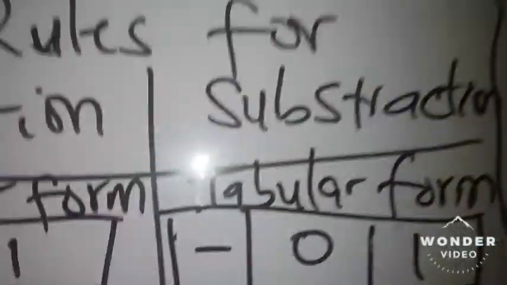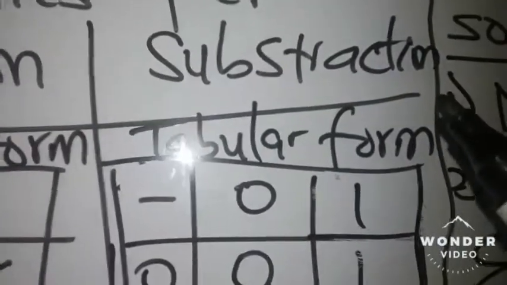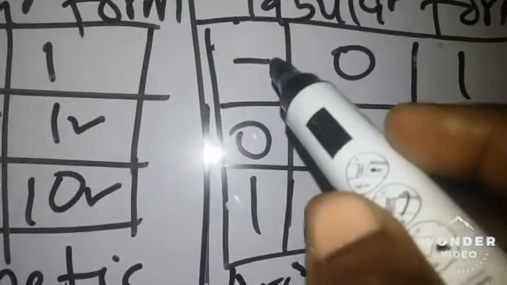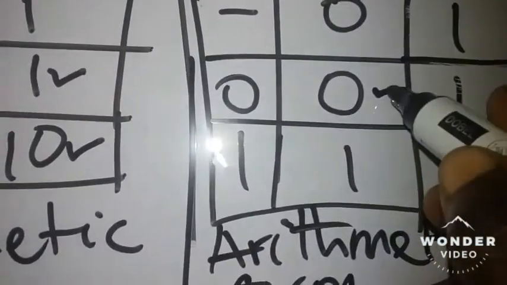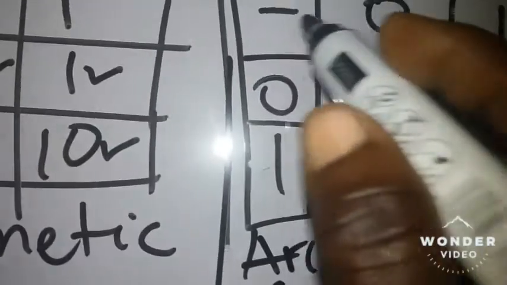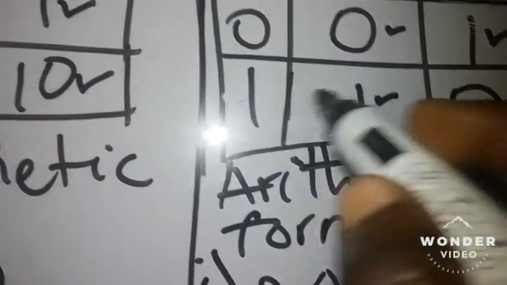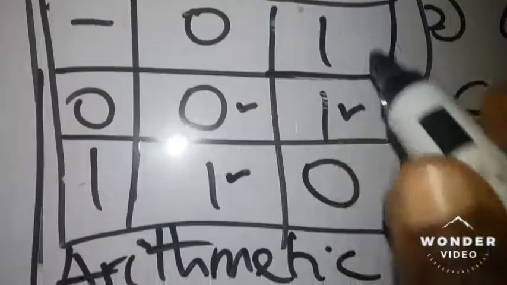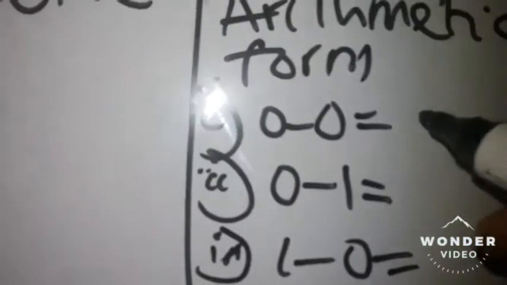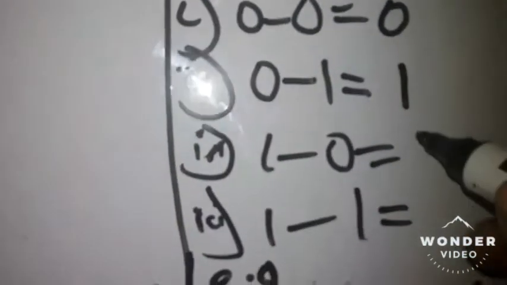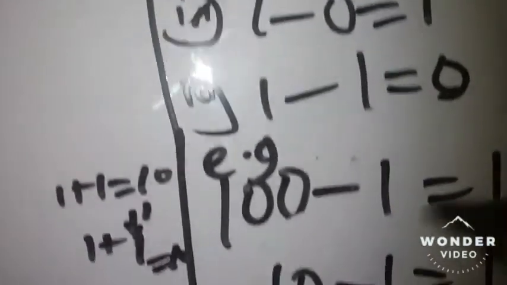So let's take a look at the subtraction tabular form. We have a 0 minus a 0 is a 0. A 0 minus 1 is 1. We have 1 minus a 0 is 1. Then 1 minus 1 is a 0. This is the arithmetic form. A 0. We have 1. We have 1. We have a 0. Very simple.